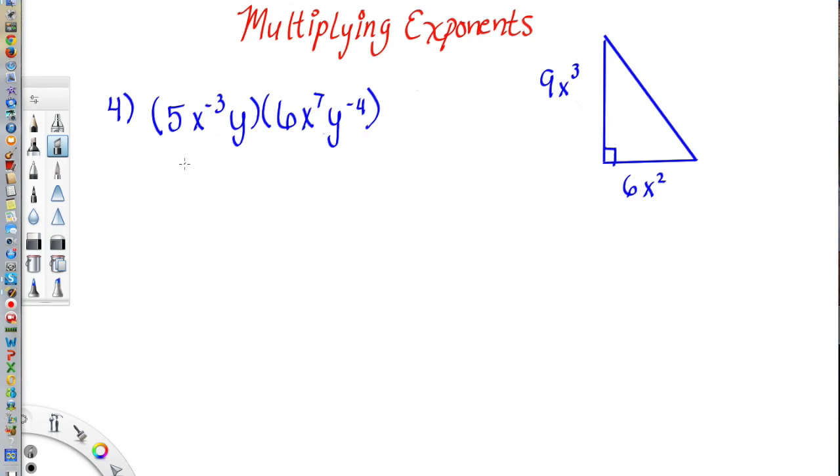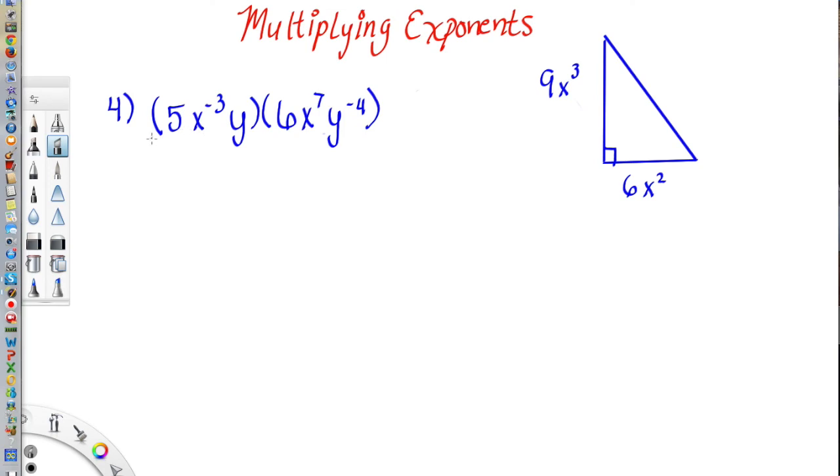Let's flip over to the other side. We're going to do 2 more practice problems together, and I think you can handle the rest on your own. Here we have the product of 5 times x to the negative third power times y, times the product of 6x to the 7th power times y to the negative 4th power.